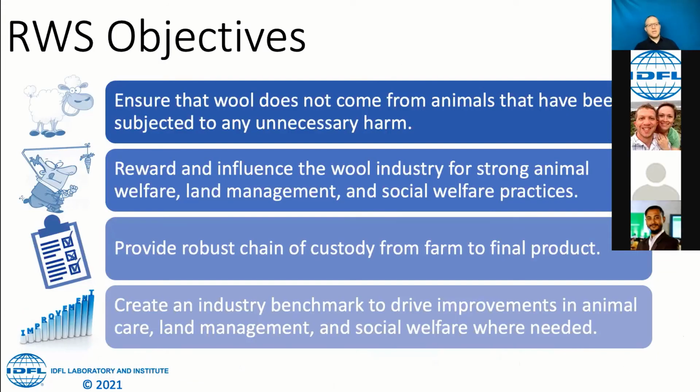The major objective of the RWS is to ensure that wool does not come from animals that have been subjected to any unnecessary harm. Now, there are some animals that might get a little bit harmed in the shearing process. I myself grew up on a sheep farm, and it depends upon the safety and the tenderness or care of the shearer that addresses that. So no harm is difficult, especially with yearlings or lambs that are being sheared. But the older the sheep get, the more and more comfortable they get. Kind of an interesting aspect there.